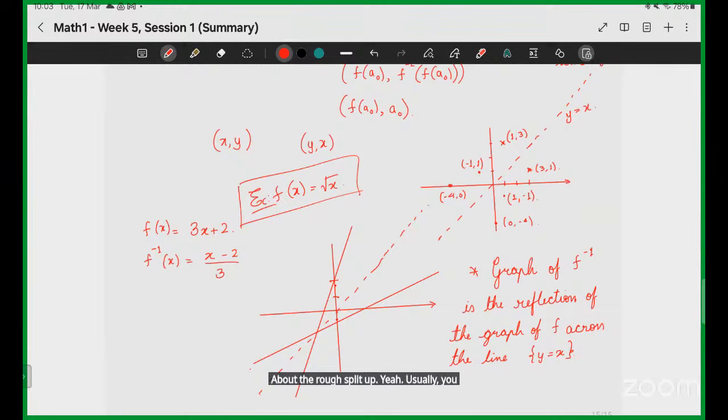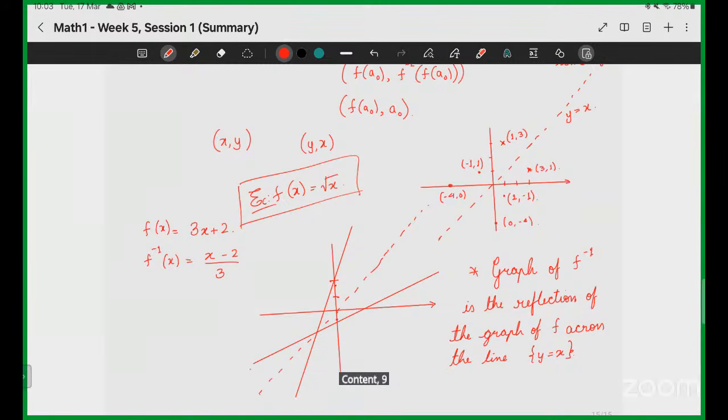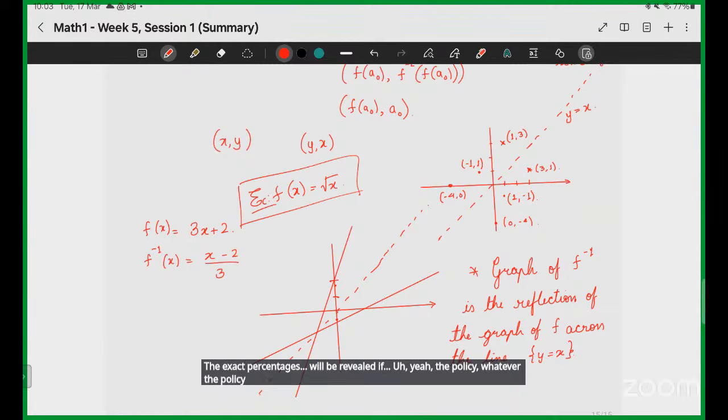Usually you will have more weightage for the week 9 to 12 content, 9 to 11 content, because quiz 1 and quiz 2 will have already covered stuff until week 8. So weightage will be more, that is for sure. The exact percentages will be revealed, whatever the policy is for this term.